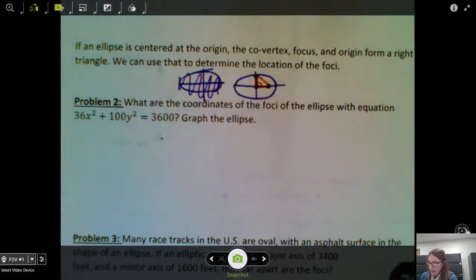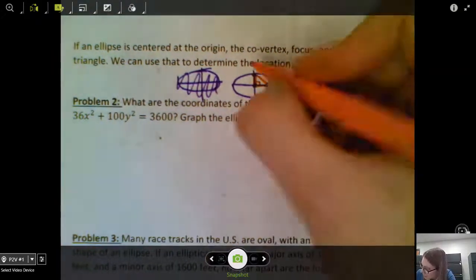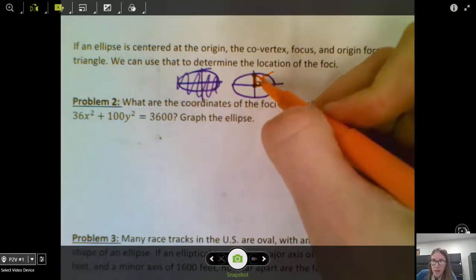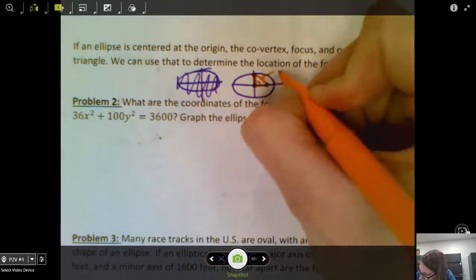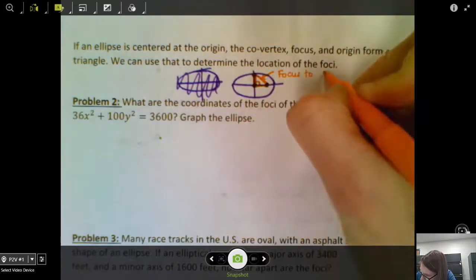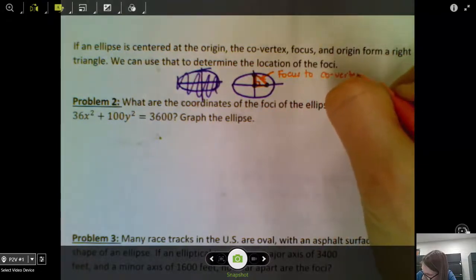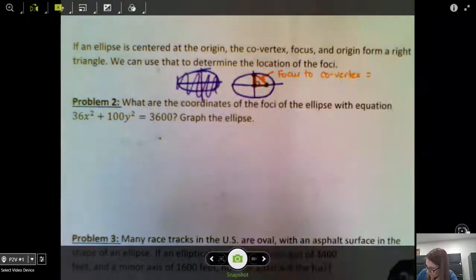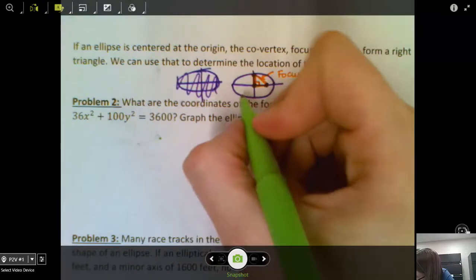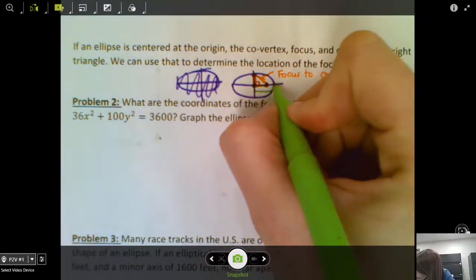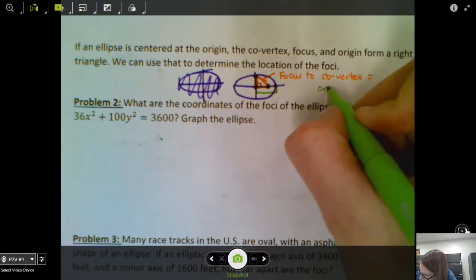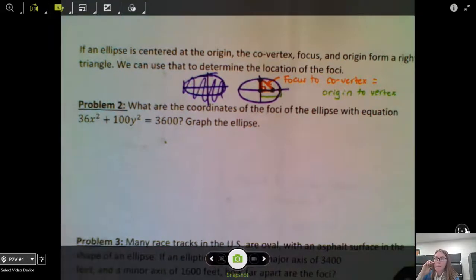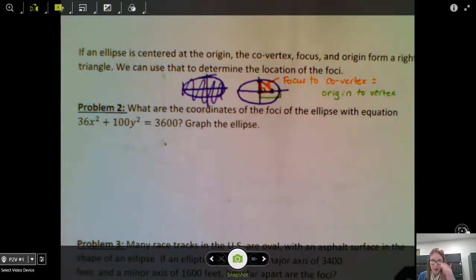And now here is another kind of cool fact. The length, this distance from the focus to the co-vertex, is the same as the distance from the origin to the vertex. And that is going to help us a lot to figure out where these foci are.